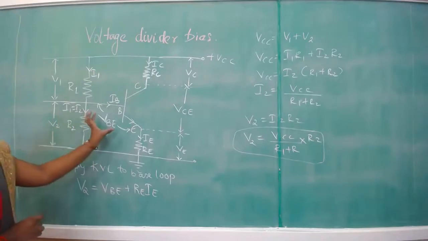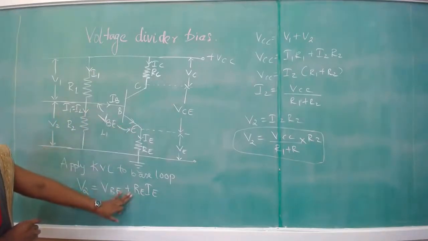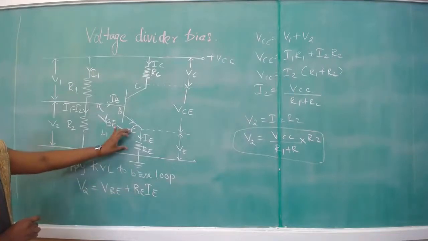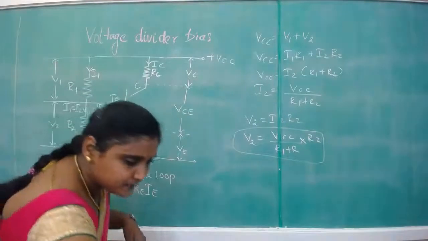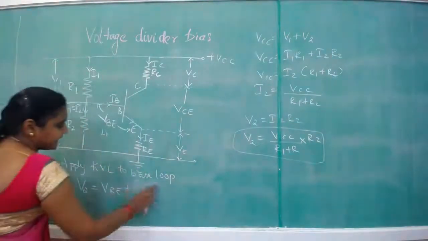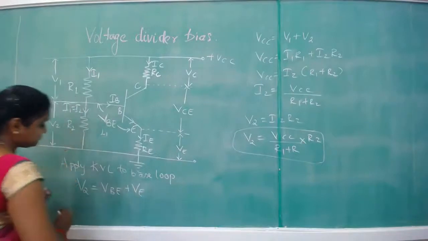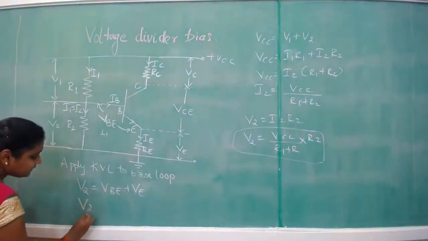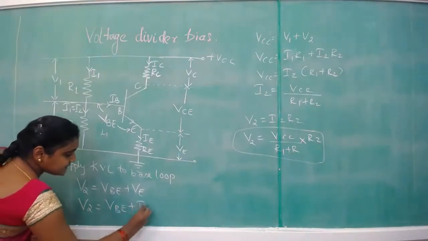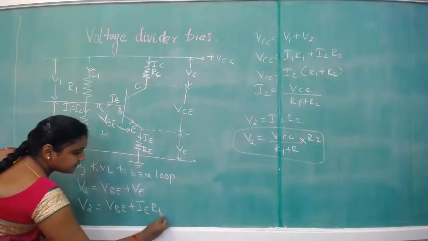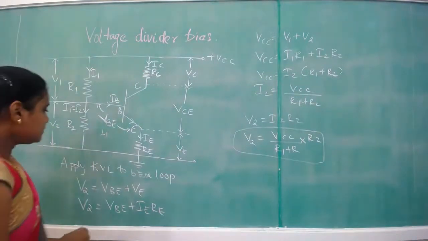That will split into two parts, that is VBE plus IE RE. That means VE, that is nothing but VE. We can first write VE and then also we can split it, make it as IE RE. So we can write it as VE also, right? So what will be V2 now? V2 is equal to VBE plus IE RE. Then we have derived the expression for V2.